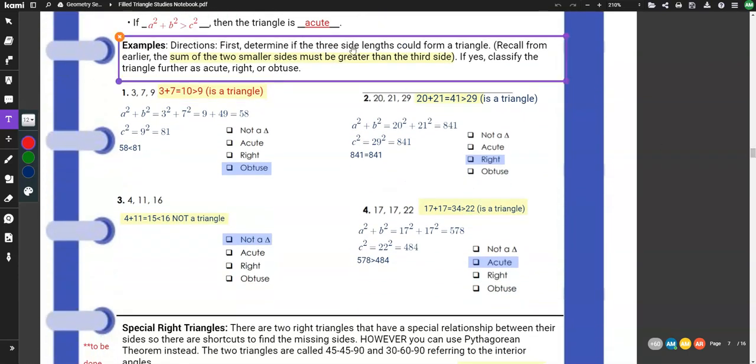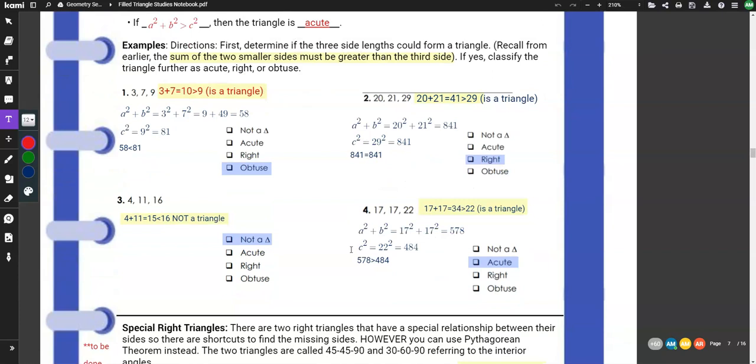So first of all, you do need to determine if the sides you are given could, in fact, form a triangle. Previously, we did discuss in the triangle inequality theorem that the sum of the two smaller sides must be greater than the third. So if that is true, we can then further classify the triangle as acute, right, or obtuse. So number one has 3, 7, and 9. First, we check 3 plus 7 equals 10, which is greater than 9. Yes, it is a triangle.